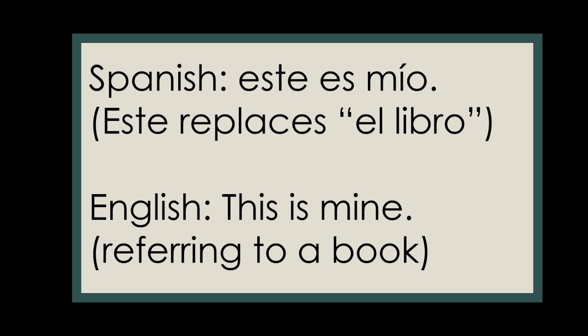In example, we see Spanish. Este es mío. I say este es mío, but you don't understand what is mine, because if I don't show what I have, how can you know? I am saying this is mine, but I have to show you that this is mine. So este es mío. Este replaces the noun libro. Este es mío, el libro.